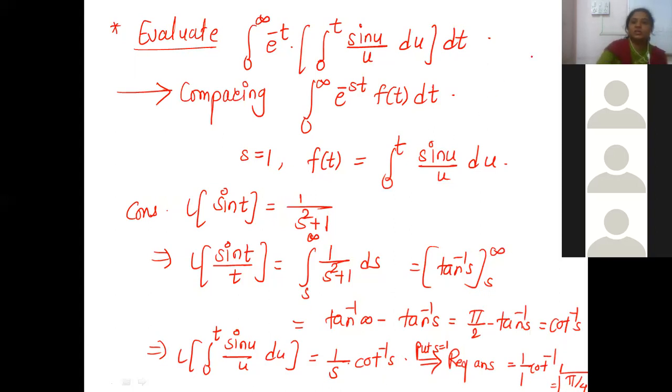Okay, then you should remember such values. Tan pi by 2 is infinity, so tan inverse infinity is pi by 2. Tan pi by 4 is 1. And cot pi by 4 is also 1 upon tan, so it is also 1. Please remember. Done. The answer is pi by 4.